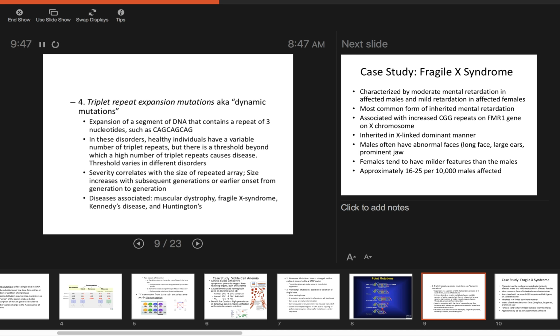Some other diseases associated with triplet repeat expansions are muscular dystrophy, Fragile X syndrome, and Kennedy's disease. So I think I'm going to talk a little bit about Fragile X syndrome and maybe muscular dystrophy.